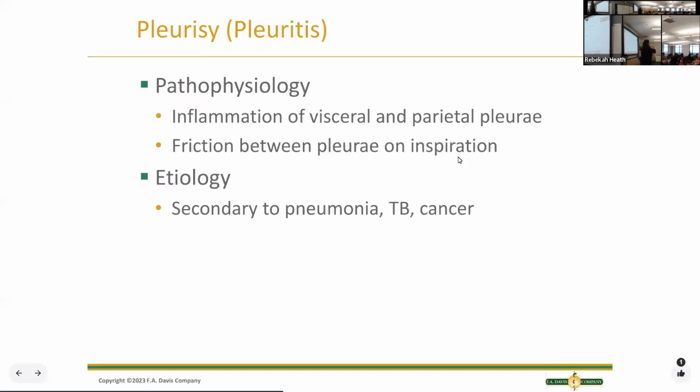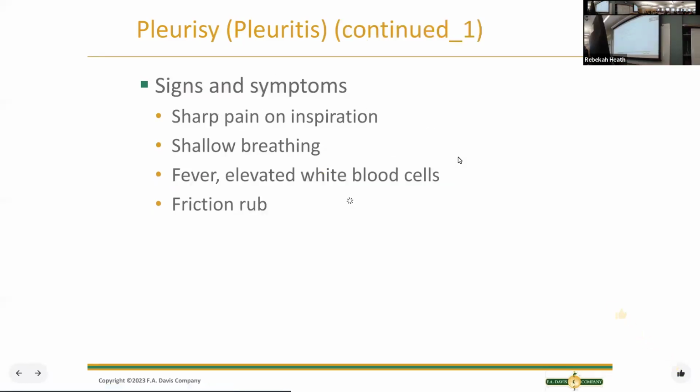This is another one that's a secondary process. It's not something where you just have pleuritis. It's usually from something else. Maybe you have pneumonia or TB or some other thing happening with your lung that's causing this fluid buildup and causing this friction to happen. So you're usually going to have a sharp pain, a lot of times on inspiration.